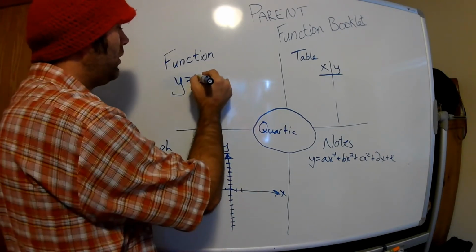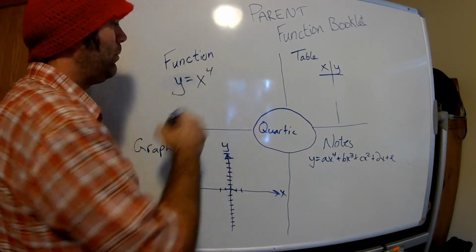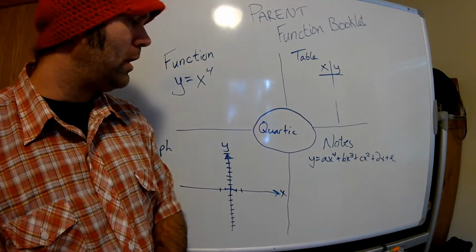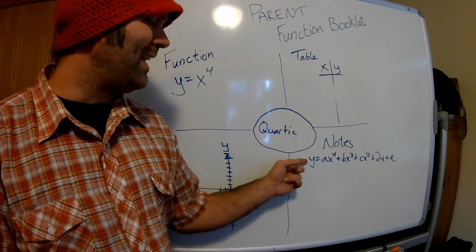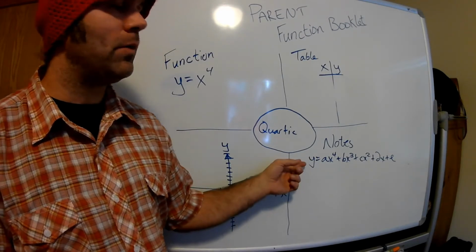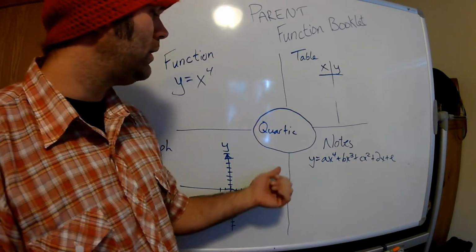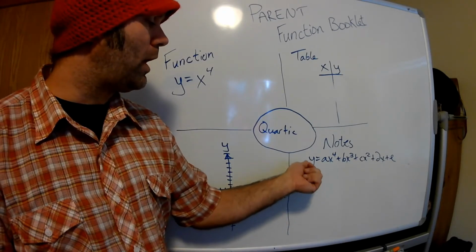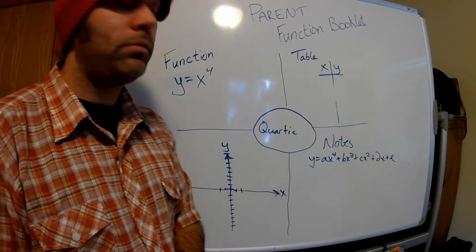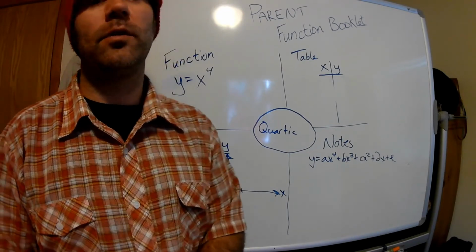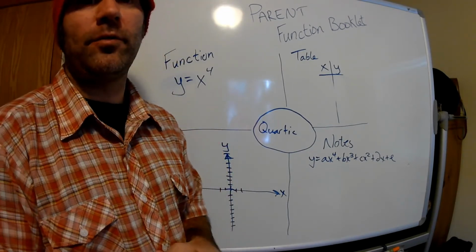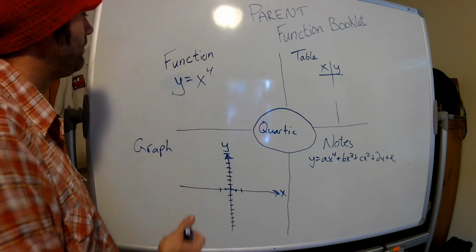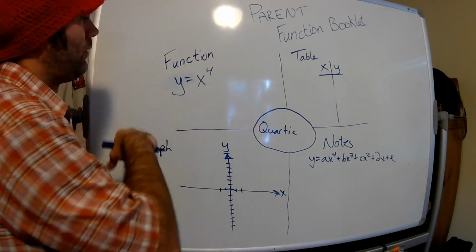Now quartic, raised to the 4th power. So again, this is the parent function. It's the most basic of this set of functions. So this family, any function that's in the family can be written in this form, including the parent. So if we were to write it in the parent function form, we would write y equals 1x to the 4th plus 0x cubed plus 0x squared plus 0x plus 0. So there we go. All right, y equals x to the 4th.